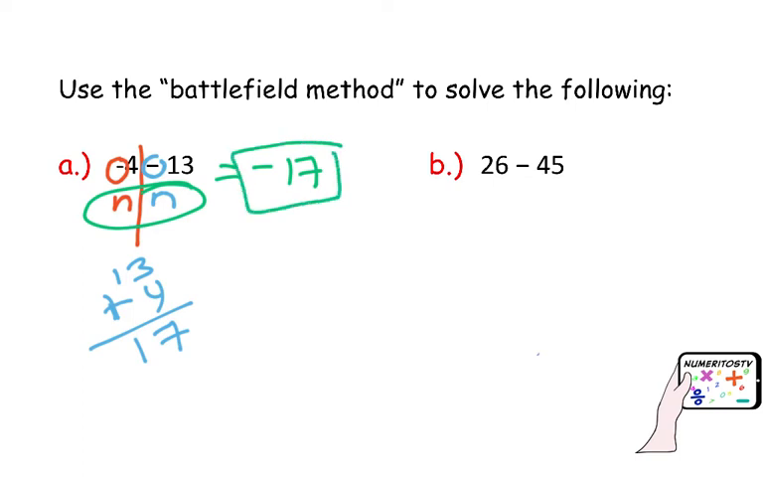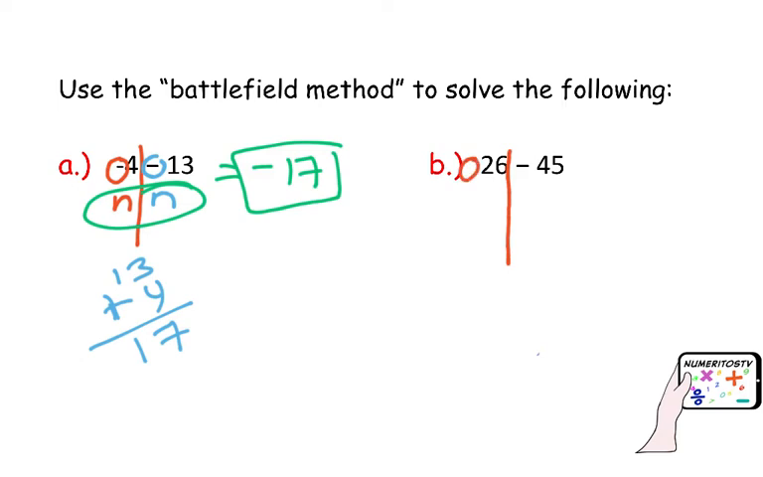What about the next one? 26 minus 45. Again, if you prefer to convert this to addition of the opposite of 45 and then do the battlefield method, you can. But I am just going to do the straightforward battlefield method since the beginning. So draw the line after the first digit, immediately after that 6 of 26.